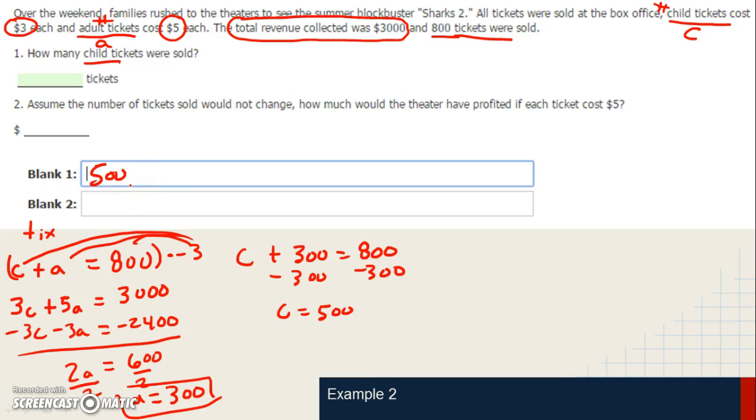Now to answer the second part, assume the tickets sold would not change. How much would the theater have profited if each ticket cost $5? Well, we have 800 tickets sold times the $5 price tag. Bring the zeros down. 8 times 5 is 40, so we end up with $4,000 that would have been made.